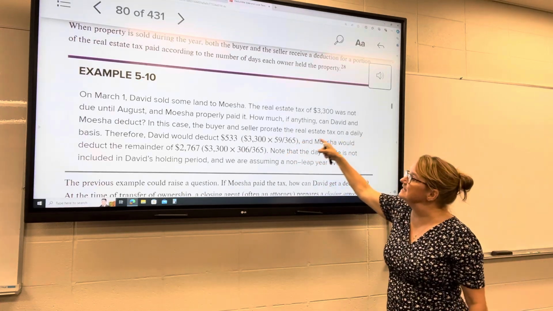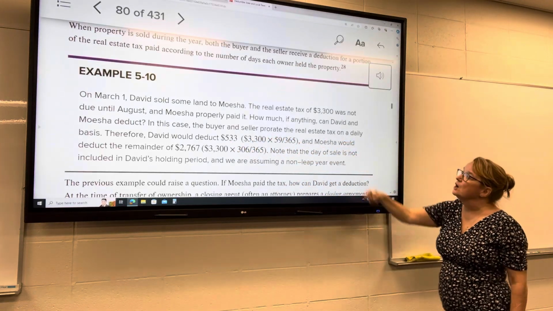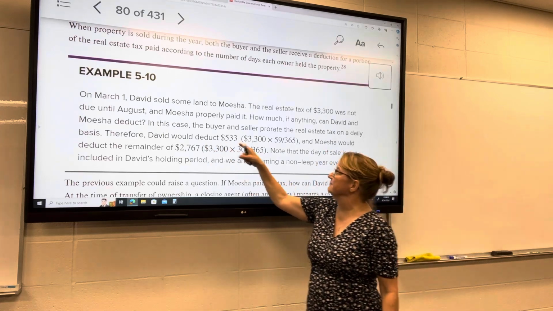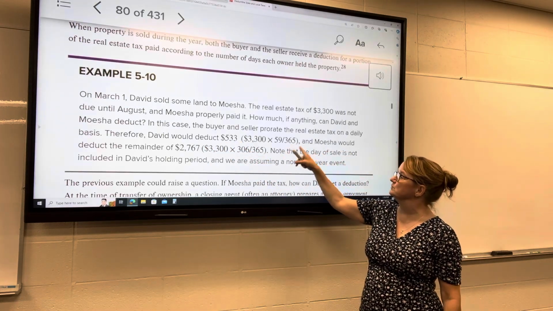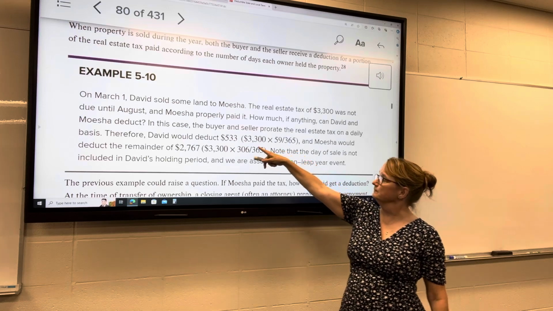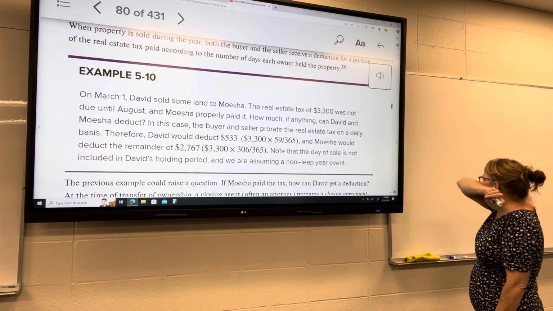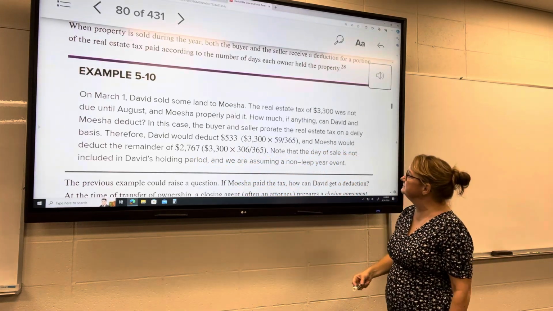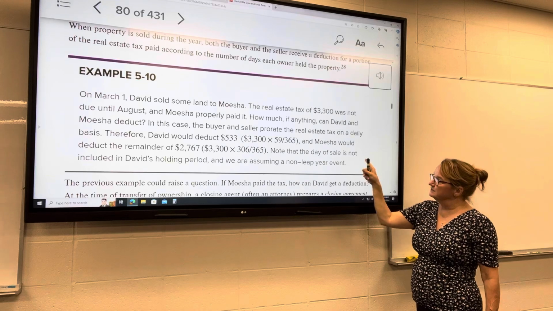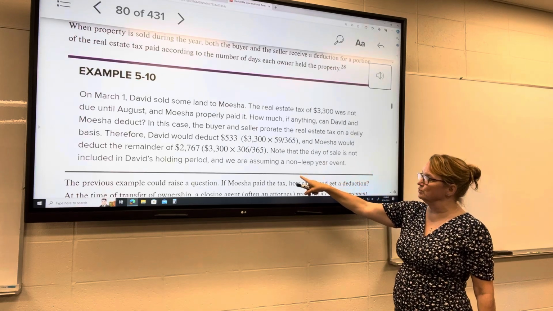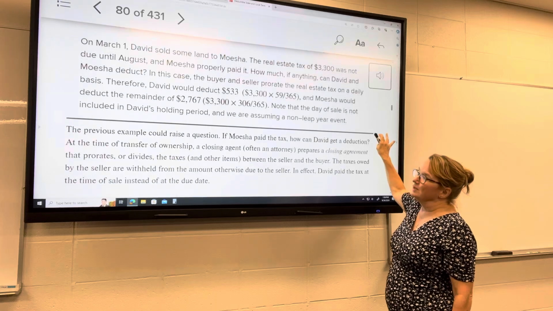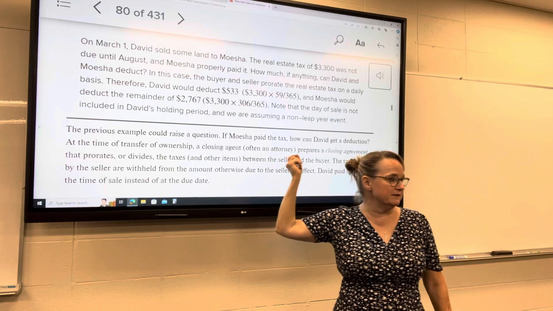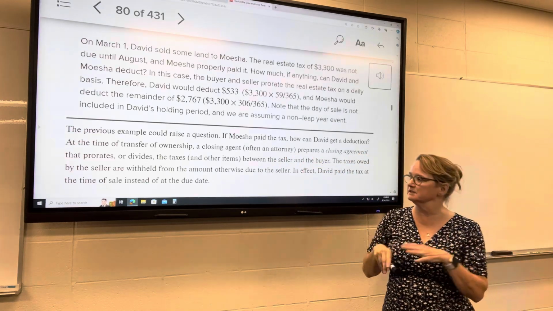So how much of anything can David and Moesha deduct? In this case, the buyer and seller will prorate the real estate tax on a daily basis. David would deduct $533, so if it was March 1st, it would have been 59 days. He gets that much of a deduction. Moesha gets to deduct the remainder of $2,767. Day of sale is not included in David's holding period. So like I said, this is not how it's done in Iowa. It's not that simple as dividing it by the number of days because of that timing difference that goes on.